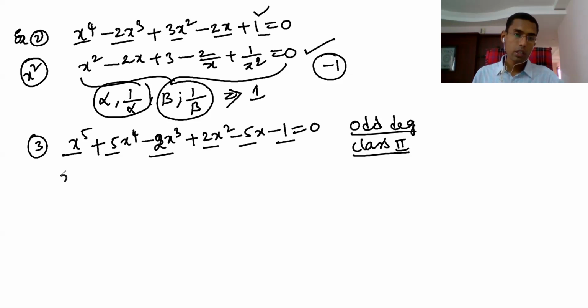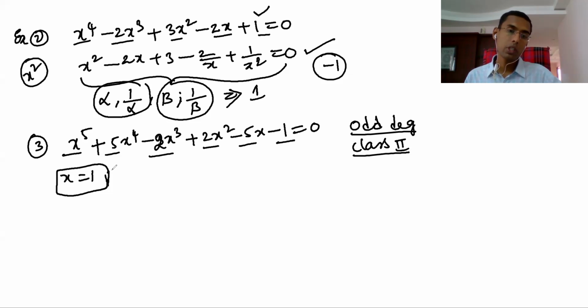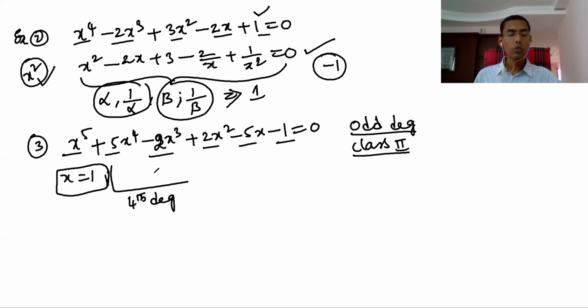For this, you see, x equal to plus 1 is a root. Only plus 1 is a root. So if you put x equal to plus 1 as a root and then solve this, we get a fourth degree equation. How do you solve a fourth degree equation? Like this: divide by x square, and you can follow. So what is the conclusion? For an odd degree reciprocal equation of class 2, plus 1 is a root, and for an odd degree reciprocal equation of class 1, minus 1 is a root.